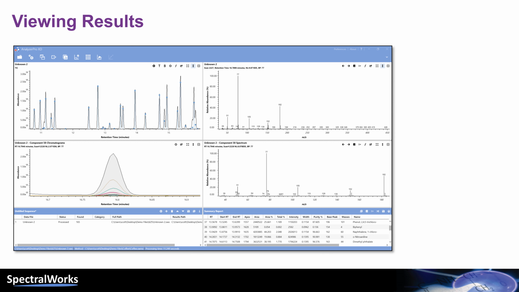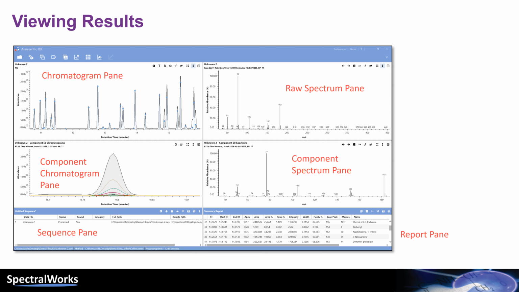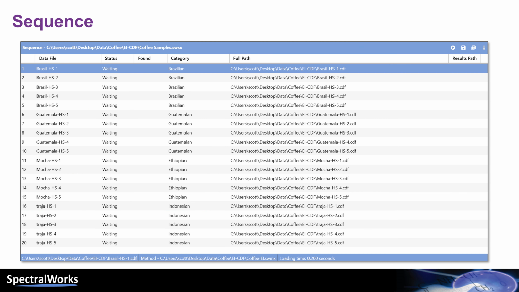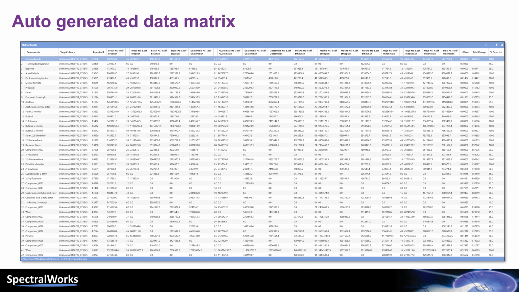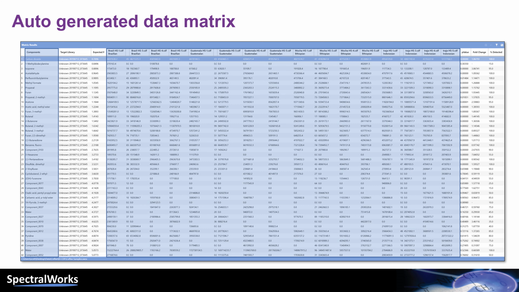To do this in AnalyzerPro XD, we need to process the data, and here is an example of a processed data file. We can view and interact with the chromatographic data and the raw spectrum, as well as review the detected components. To objectively look at our coffee bean samples, we can create a sequence, specify the category information, and then click on the Process Sequence button. After we process the sequence, the software is able to automatically generate a data matrix. This matrix shows each component found in each sample and the relative or absolute intensity or area of each. This can be quite a daunting dataset, but with the use of statistical analysis, we can visualize the differences between each of the categories of samples.